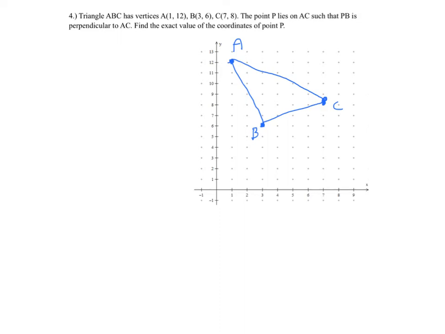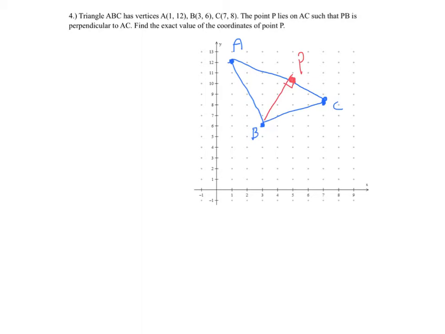Hey guys, so let's talk about number 4, which is one of the ones that on this review sheet you guys said you might have some trouble with. So we have this triangle ABC, and we want to put point P somewhere on the segment AC, such that when I connect it to B, those two lines are perpendicular. So like if I put P in here somewhere and I draw it to B, these lines will be perpendicular. So P is really the intersection point between AC and that line PB.